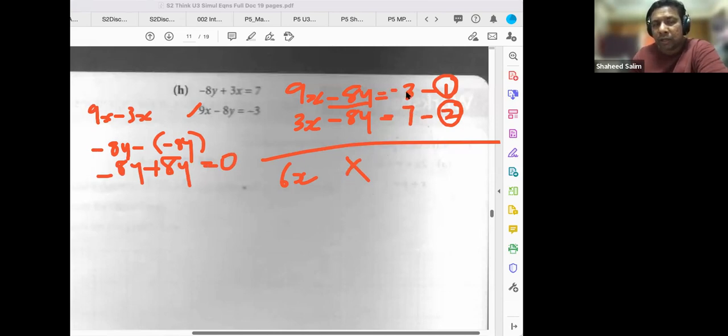Then negative 3 minus 7 is equals to negative 10. Minus 3, you owe mom $3, you owe dad $7, you get negative 10. So 6x is equals to negative 10.